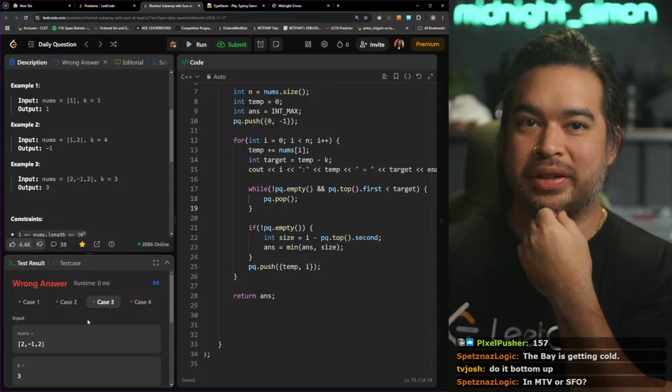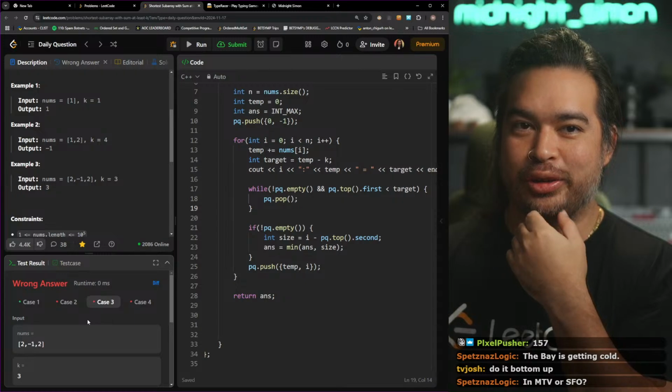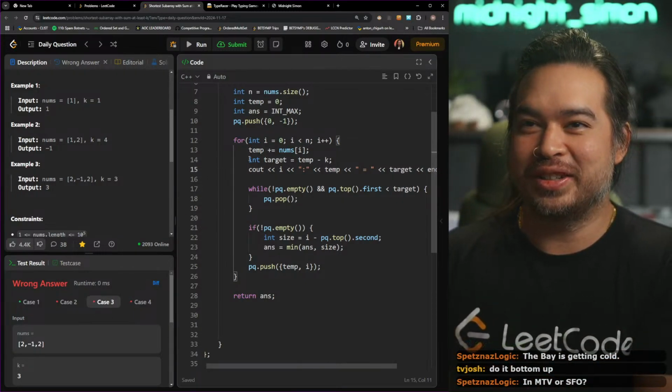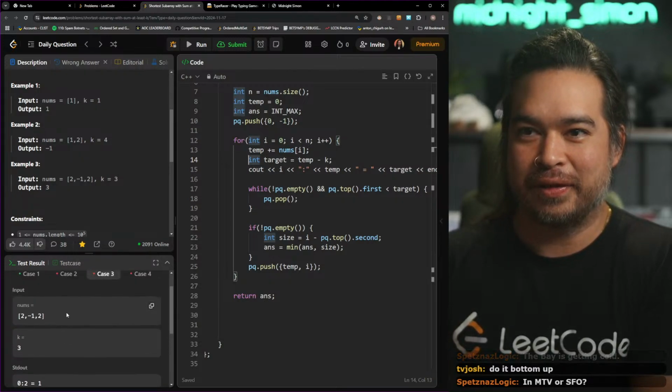In Mountain View or SFO? Man, are you a Googler? I'm gonna be in Sunnyvale. SFO.